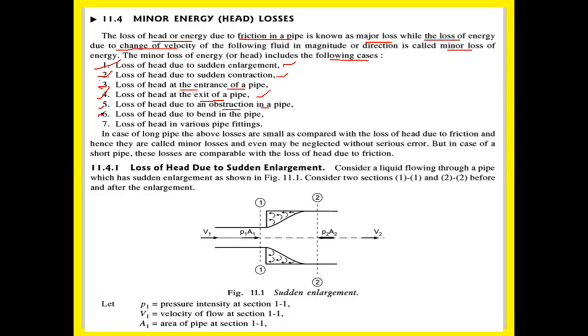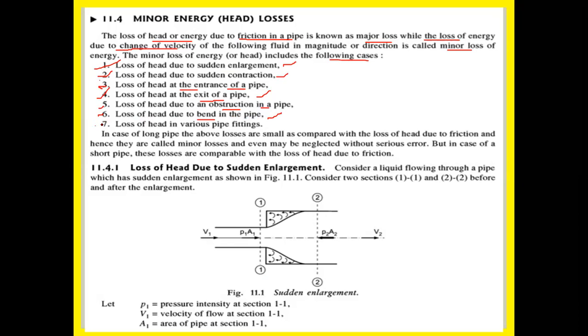Next one. Losses of head due to the bend in the pipes. Generally, bends are created depending upon the design of the flow. But whenever the pipe has some misalignment, or due to some placing problems, you get some bend in a straight line pipe, at that point also the velocity of the flow will change. This is also some sort of minor loss.